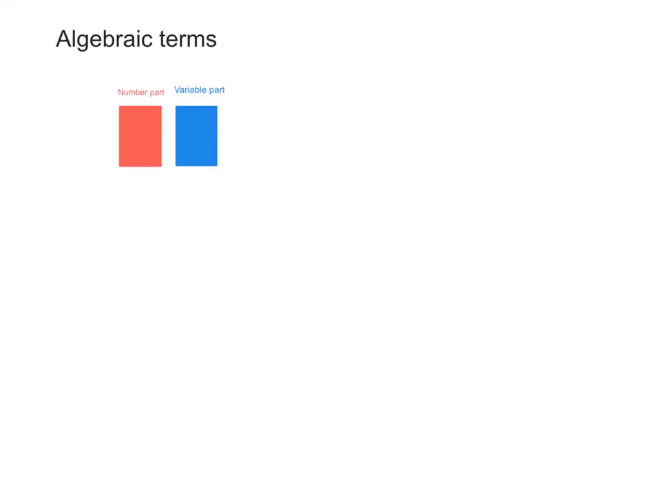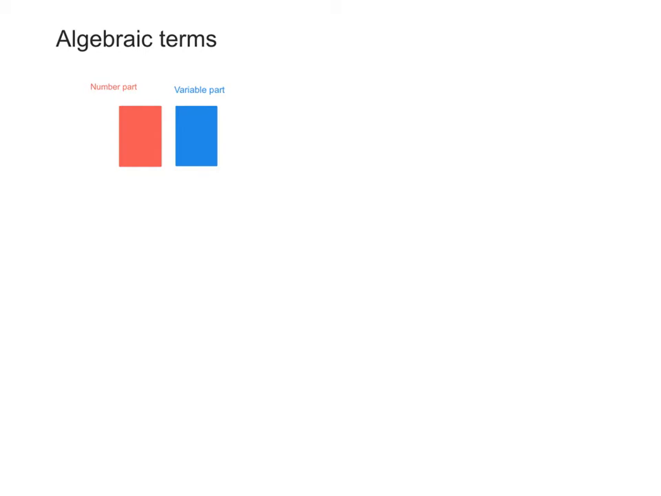We're going to be looking at index laws, but in order to look at index laws, we're going to first of all look at algebraic terms. Now, a term is normally made up of two parts. We've got our number part and our variable part.